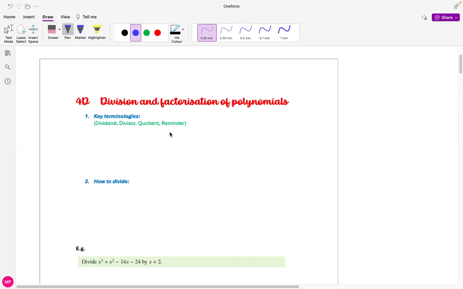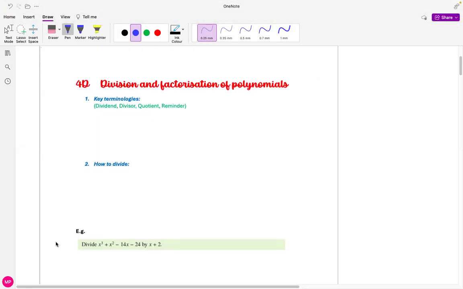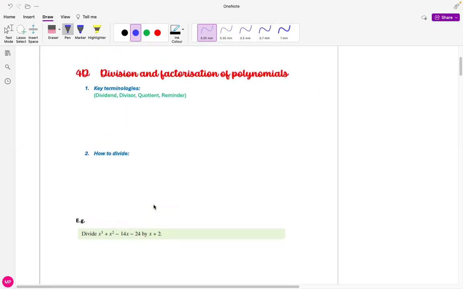Hi, in this video, we're going to learn how to divide a polynomial. So we're going to learn how to divide a cubic by a linear. Now, before we delve into it, let's talk about the key terminology: dividend, divisor, quotient, and remainder.